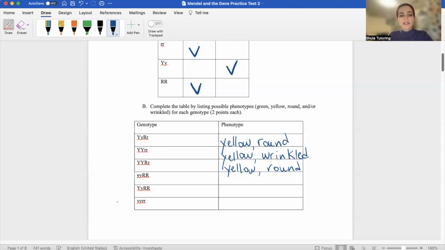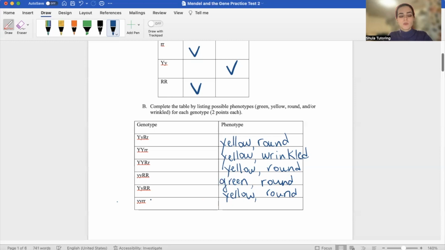And finally, we get some green seeds, right? Because we have two copies of the recessive allele. So this is going to be green. This seed is homozygous dominant for the shape, so it's going to be round. And again, this seed has one copy of the dominant allele for the color, so it's going to be yellow. And the shape is going to be round because it's homozygous dominant for the shape.